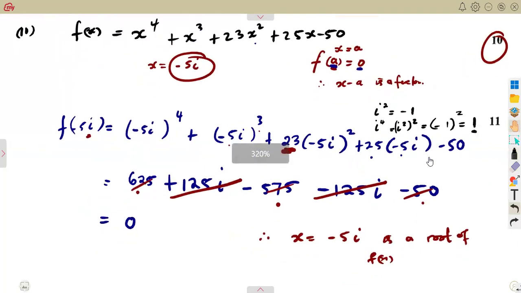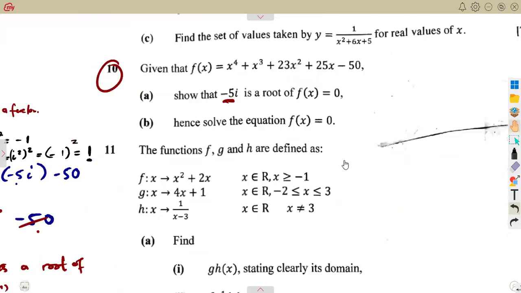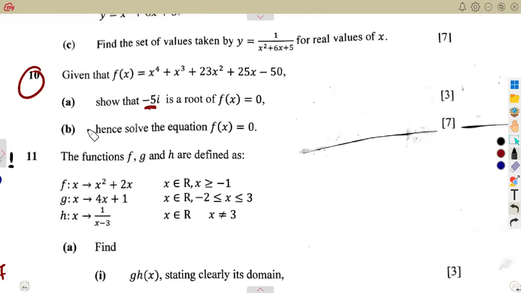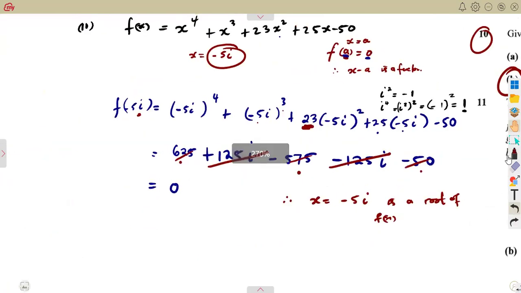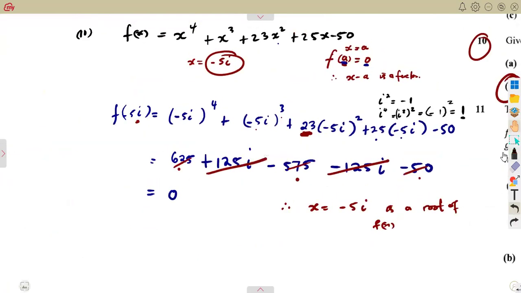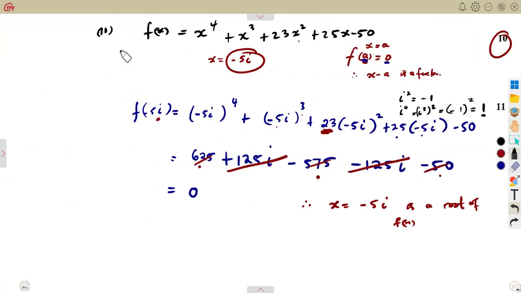We just need to work with more questions. Just try to revise as much as you can. Then hence, solve the equation. Hence, it's a continuation, like I said before. f of x is equal to 0. So for this f of x to be equal to 0, what is the condition? That's the question. What is the condition?